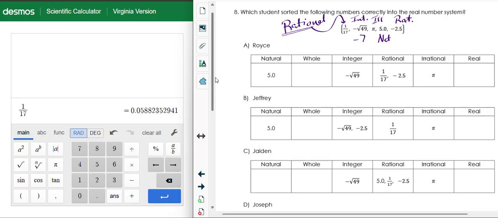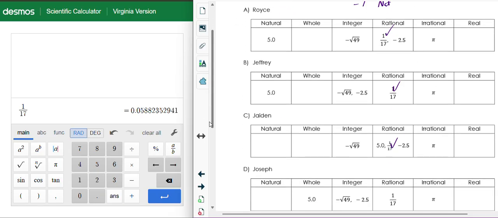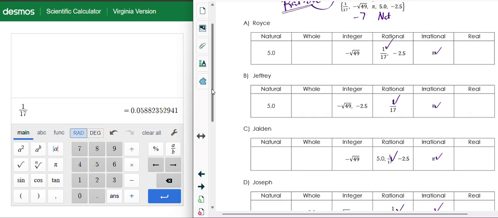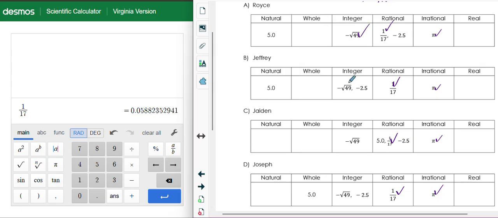Alright, so I'm looking for 1/17 in rational. Good, good, good. Alright, so everybody got that part. I'm looking for pi and irrational. I just noticed that everybody has that one already. The square root of 49 should be an integer. Good, good, good, good. Actually, nobody's wrong so far.